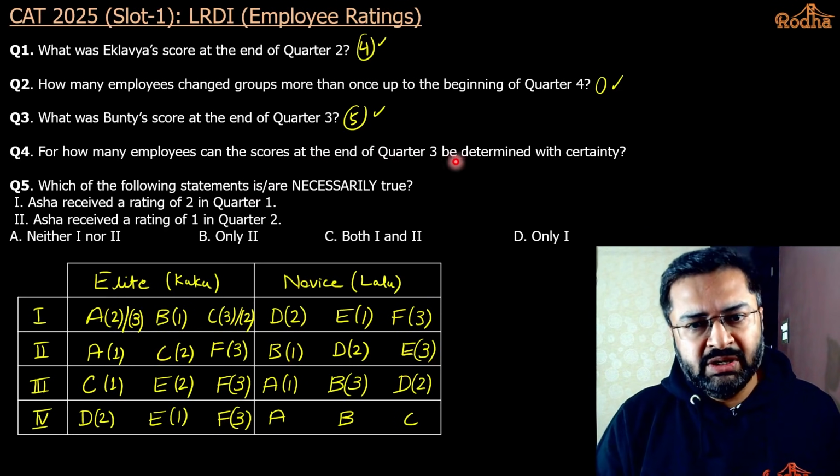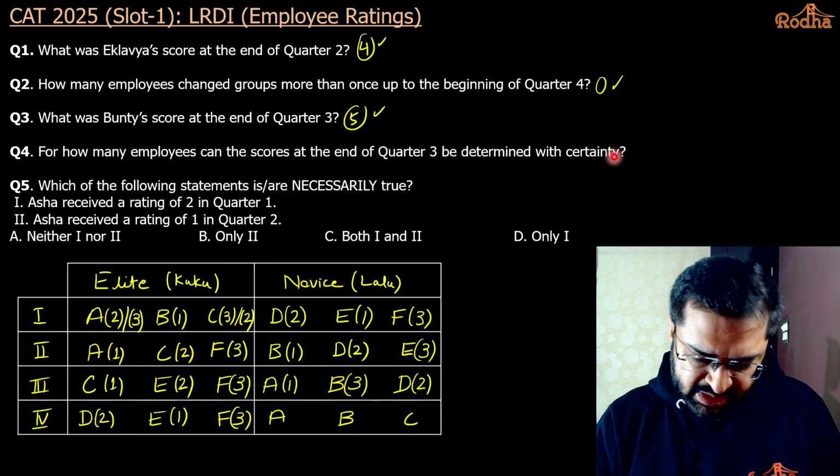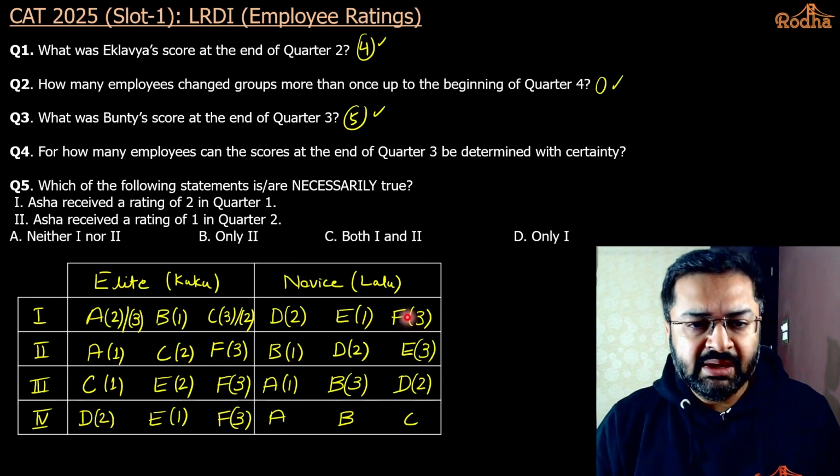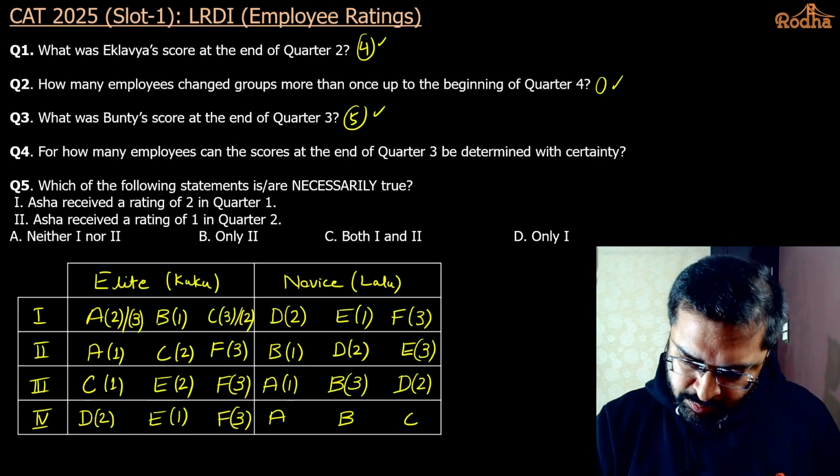It says scores at the end of quarter 3. So we'll just look till this stage. This quarter 4 would not matter in that case. So the answer would be 4 in that case. B, D, E and F. A and C, we cannot determine. So it becomes 4.